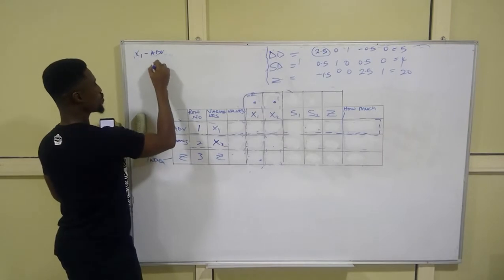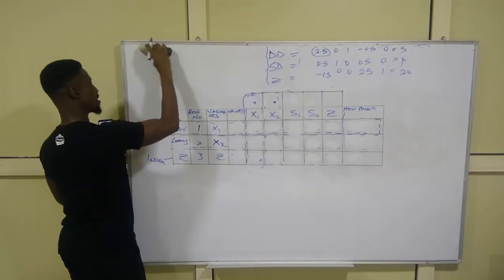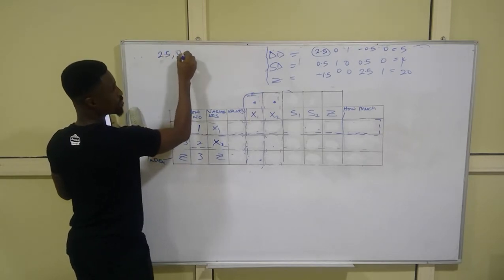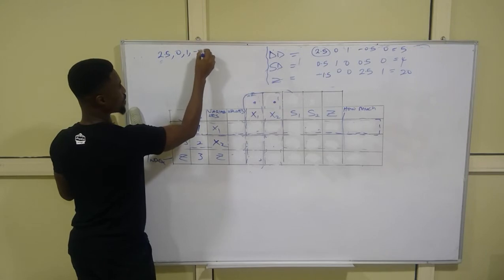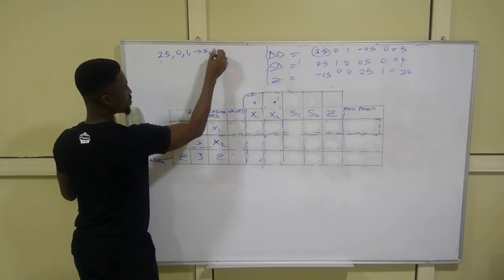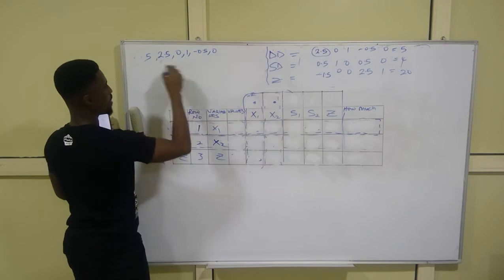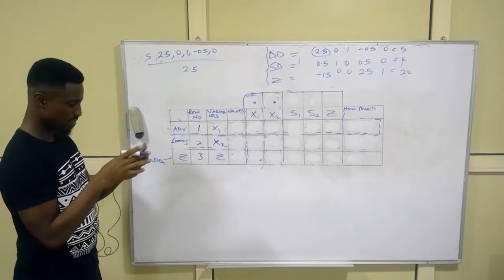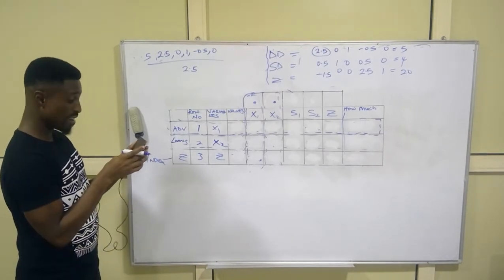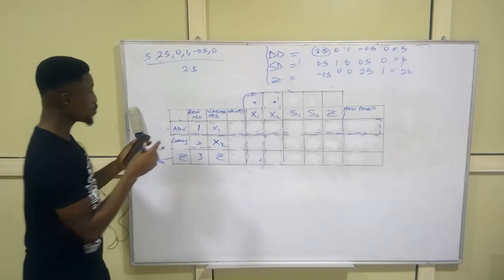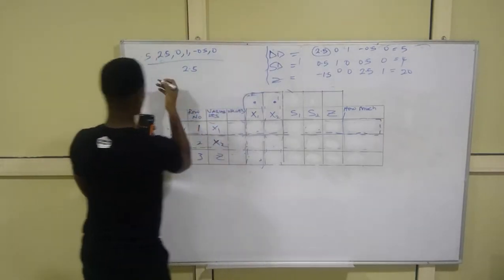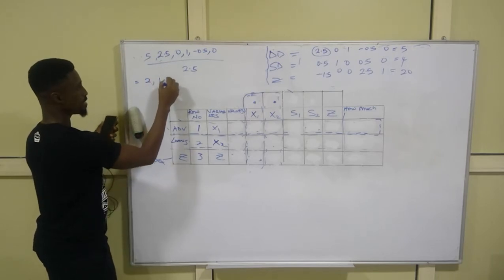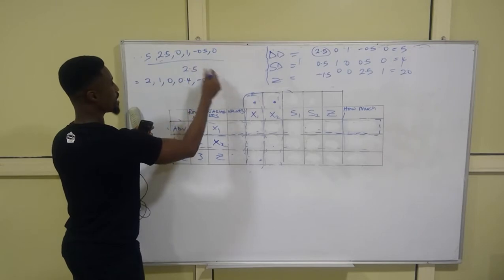Let's wipe this off so that it doesn't get confusing. So we have 2.5, 0, 1, minus 0.5, 0, and then we have our 5 here from there, all divided by 2.5. So 5 divided by 2.5, my bad, what does it give us? We have 2 here. We have 2, this is 1, 0, and then this divided by this gives us 0.